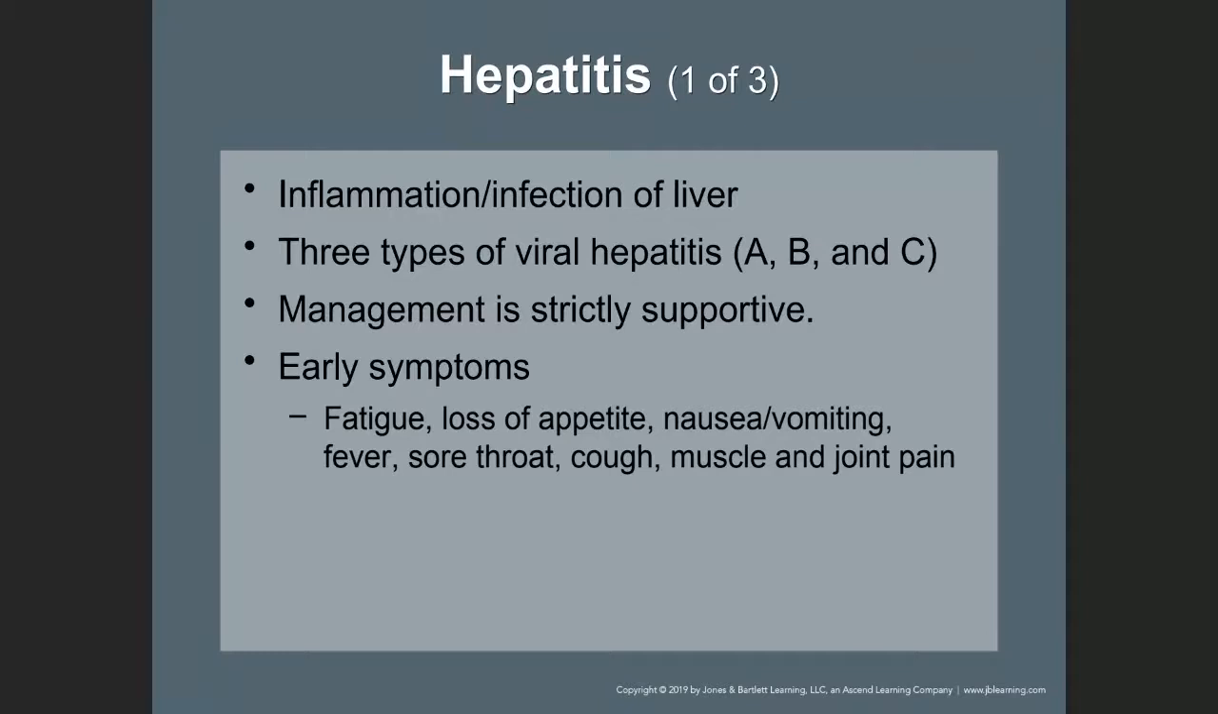Hepatitis. Hepatitis is inflammation or infection of the liver. There are 3 types of hepatitis that are viral. That would be A, B, and C. And C is the one that causes cirrhosis of the liver. The management is going to be supportive. Early signs that you can look out for: the patient is complaining of weakness, if they have a loss of appetite, nausea, vomiting, they have fever, sore throat, cough, muscle, or joint pain.